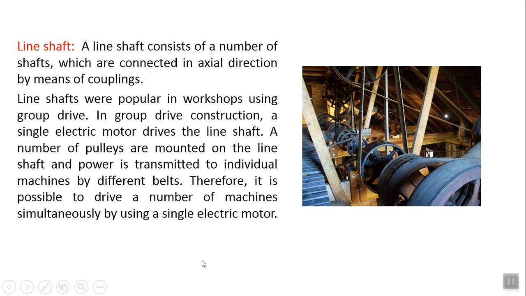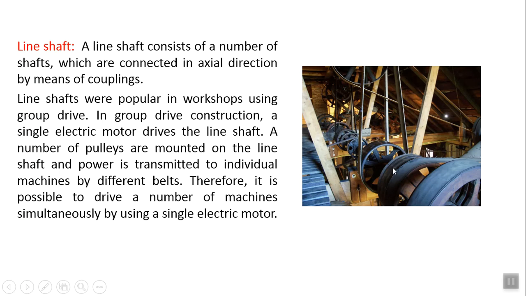In group drive construction, a single electric motor will operate, and a number of pulleys are mounted on the line shaft, and power is transmitted to individual machines by different belts. But here, if one machine fails, say this pulley operates one machine, and if that machine fails, then we have to change the position of this pulley, or we have to change the belts. Otherwise the whole assembly will fail.